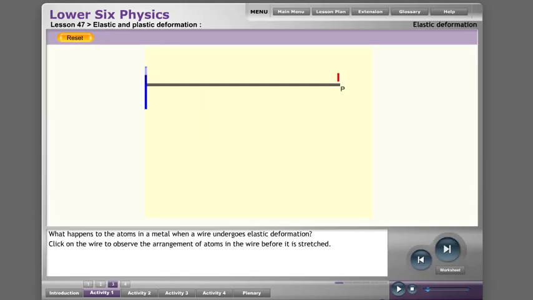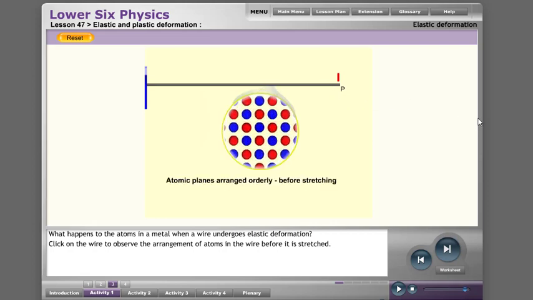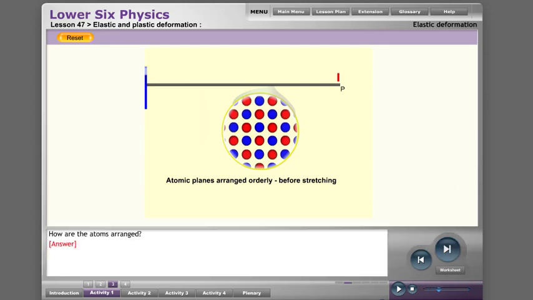What happens to the atoms in a metal when a wire undergoes elastic deformation? Click on the wire to observe the arrangement of atoms in the wire before it is stretched. How are the atoms arranged? Answer: the atoms are arranged orderly in atomic planes.